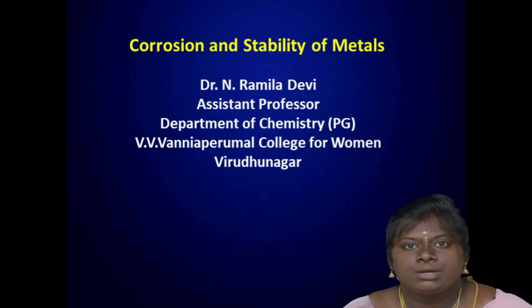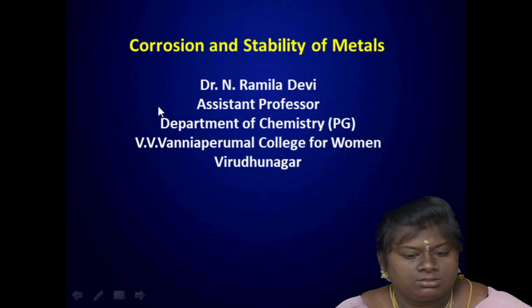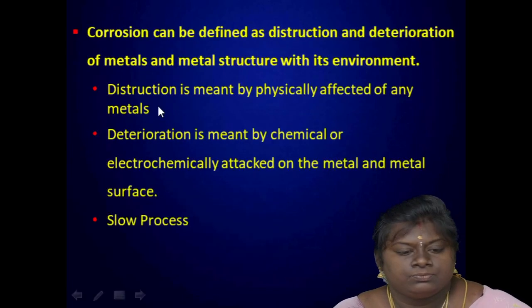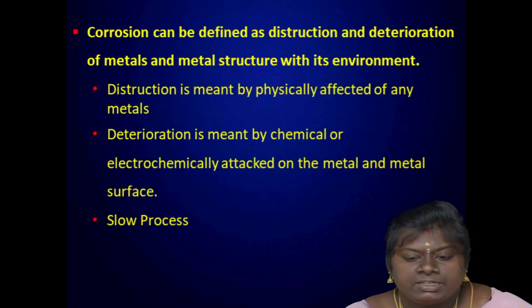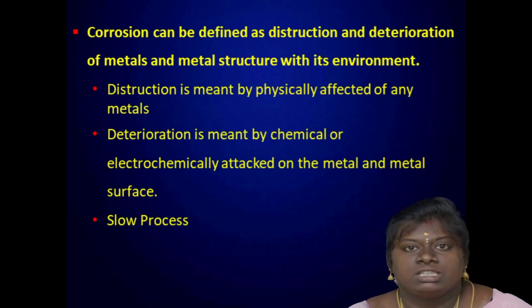Today we are going to see about corrosion and its types, and how to protect the metal and its environment from corrosion. First, what does corrosion mean? It is one of the natural processes occurring in the environment, usually on metals or metal surfaces. It can be defined as the destruction and deterioration of the metal and the metal structure by its environment. It happens through air, water and other gases.